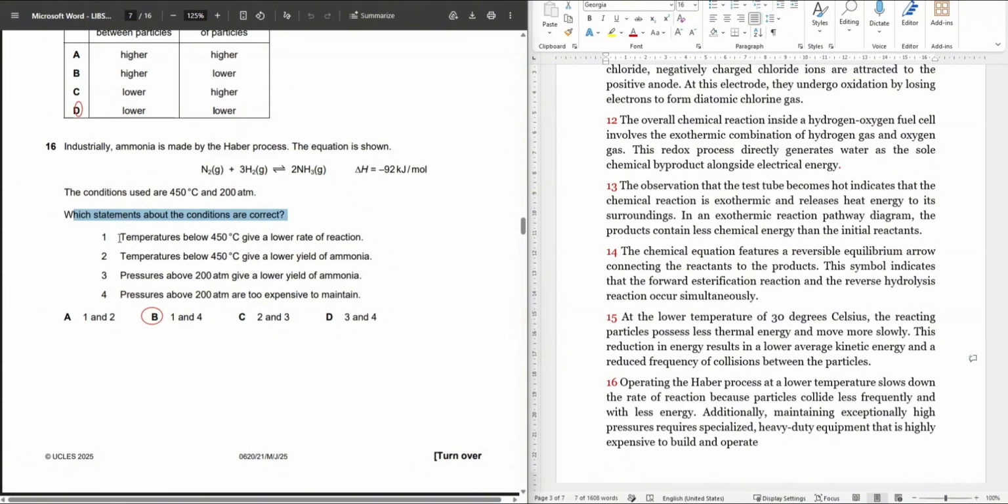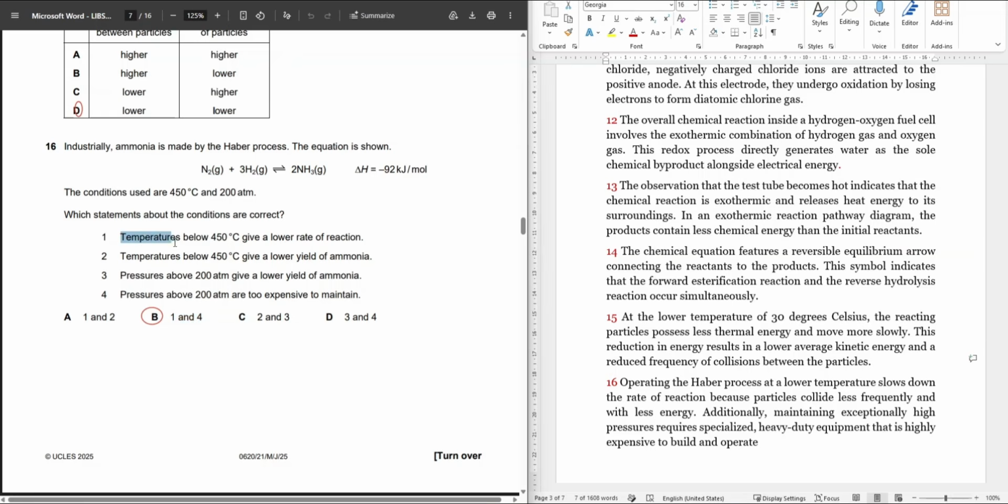We have been given choice 1, where a temperature below 450 degrees centigrade gives a lower rate of reaction. Choice 2, temperatures above 450 degrees centigrade give a lower yield of ammonia. Choice 3 is pressure above 200 atmospheric pressure gives a lower yield of ammonia. And number 4 is pressure above 200 atmospheric pressure is too expensive to maintain. So our choice is B, statements number 1 and 4.